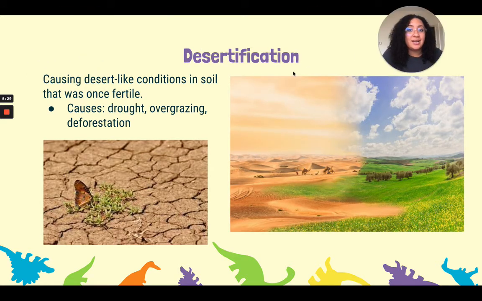Next, there's desertification. That's caused desert-like conditions in soil that was once fertile and nutrient-rich. That could be caused by drought, so there's not enough water, or overgrazing. If there's a farm with a bunch of animals and only one plot, overgrazing that plot may cause desertification. And deforestation may cause this as well.